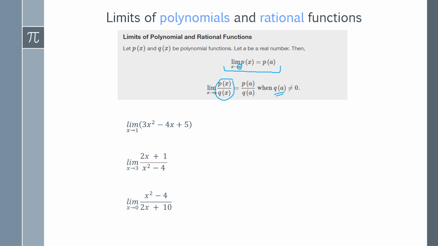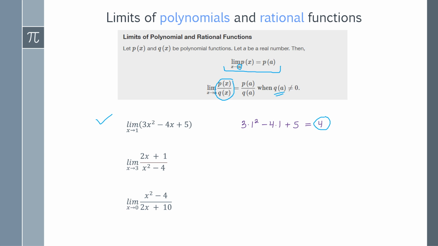All right, so the first one says limit as x goes to 1 of the polynomial function 3x squared minus 4x plus 5. By this rule, we can just plug in 1 for x. And when we do this, we get 3 times 1 squared minus 4 times 1 plus 5. The answer is 4. We had a similar example at the very beginning of the class where I broke it down, so we don't need to do that. We can just plug that into the polynomial. Okay, let's take a look at the second example. So this one is done.